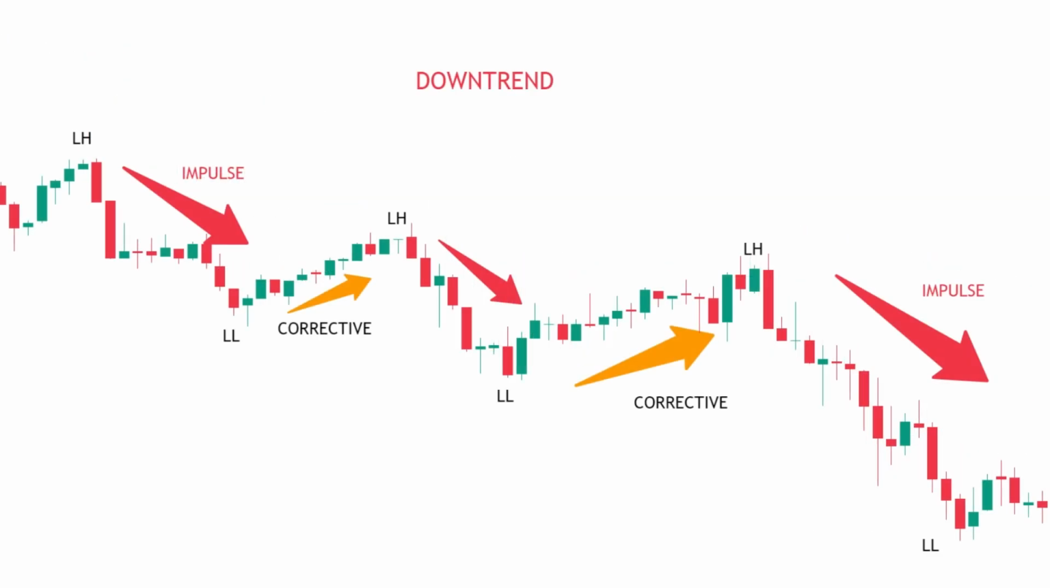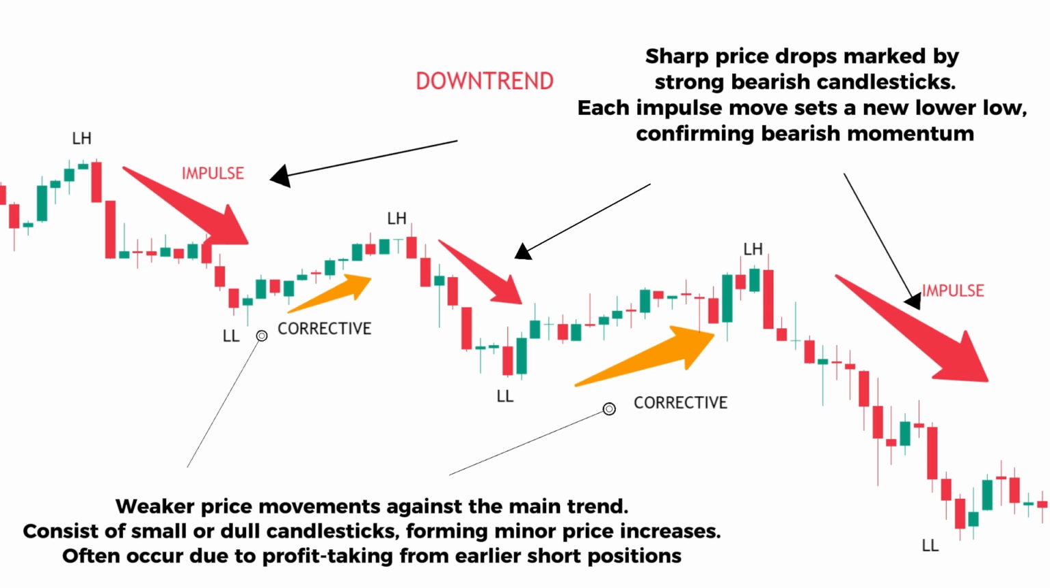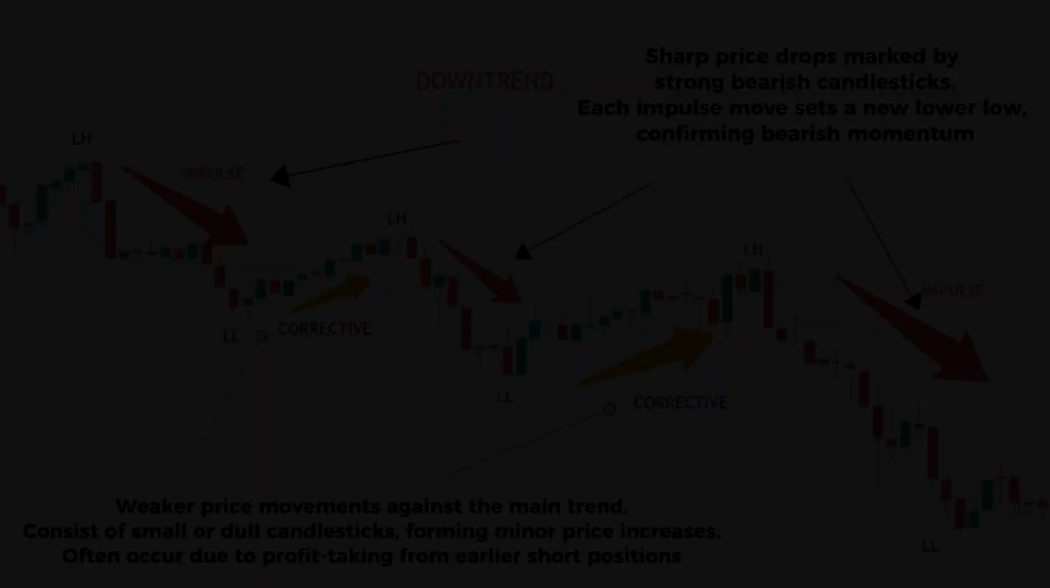Impulse moves, strong downward movement. Sharp price drops marked by strong bearish candlesticks. Each impulse move sets a new lower low, confirming bearish momentum. Corrective moves, temporary upward retracement, weaker price movements against the main trend. Consist of small or dull candlesticks, forming minor price increases, often occurring due to profit taking from earlier short positions.